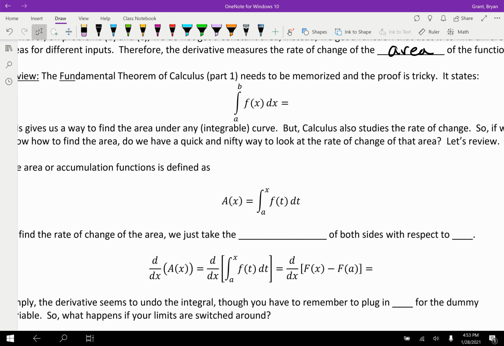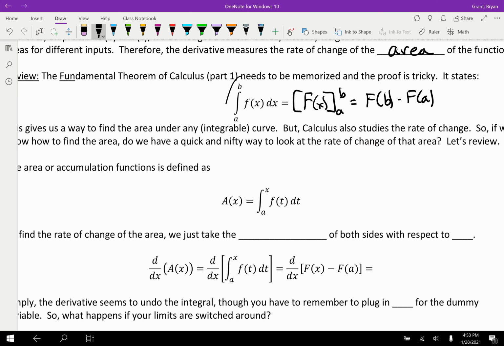You need to have memorized the Fundamental Theorem of Calculus part 1. And it's fairly easy, right? It's just the part that tells us that we do the antiderivative first, and then we substitute in the upper limit and subtract off the lower limit.